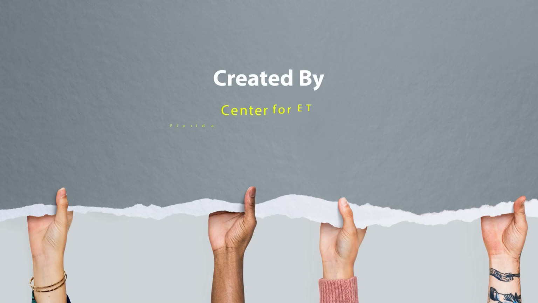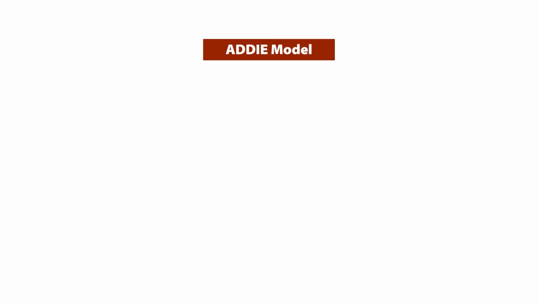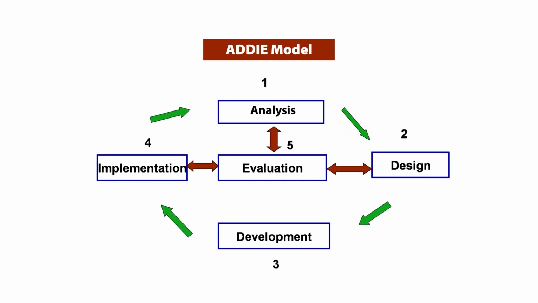The ADDIE model was created by the Center for Education Technology, Florida State University, USA in 1975. So, if you see, it is not a very old model, unlike a few of the other models. Now, what is it? A stands for analysis, second is design, third development, fourth implementation, and the last is evaluation. It is a 5-step model.